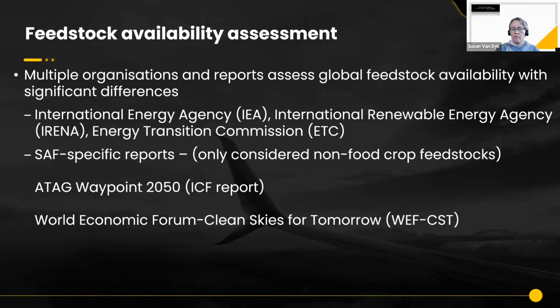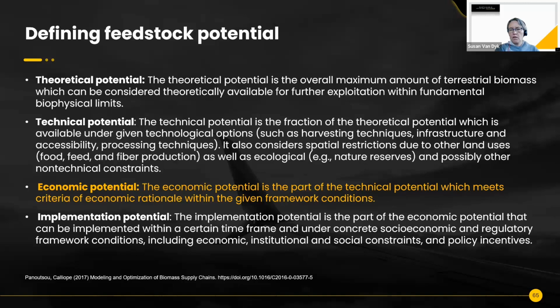And there are multiple reports that assess feedstock availability. You've got some general organizations such as the International Energy Agency, International Renewable Energy Agency, Energy Transition Commission, and then you get SAF-specific reports that have only considered non-food crops feedstocks. And this is the ICF report, for example, and the World Economic Forum Clean Skies for Tomorrow report. And they all give you different estimates.